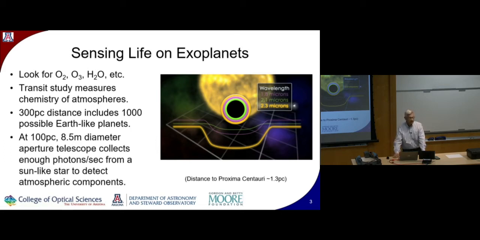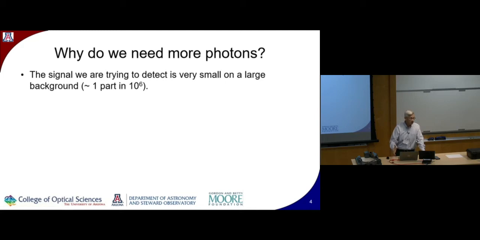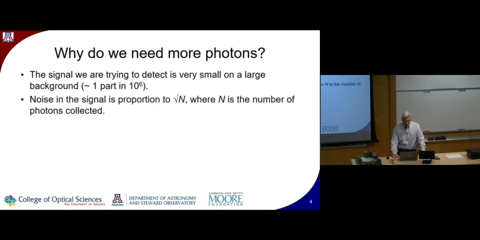Now, at 100 parsecs, we can use an 8.5 meter diameter aperture telescope to collect enough light, in terms of photons per second, from a sun-like star to detect these atmospheric components. Now, why do we need photons? Well, the signal we're trying to detect is very small, and it's on a large background. It's on the order of 1 part in 10 to the 6th. And the noise in the signal is proportional, as you know, from photon statistics, right?